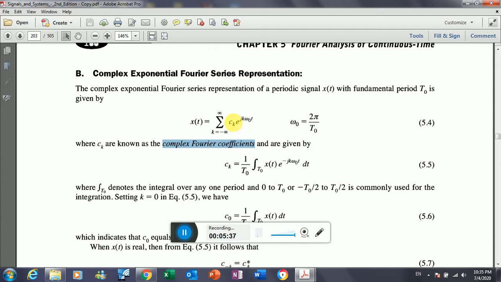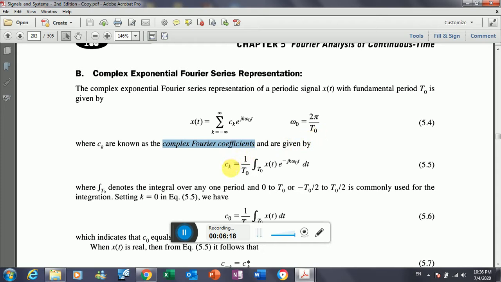How to determine C of k from this equation we will see in a minute, and we will see in examples as well. So x of t can be written, in terms of Fourier series coefficients, as summation k equal to -infinity to +infinity C of k, which is Fourier series, complex Fourier series coefficients, and e raised to the power jk omega naught t, which is a complex periodic signal, and omega naught is equal to 2 pi over T naught, or is equal to 2 pi f naught, right?